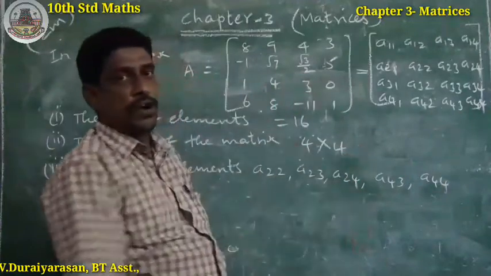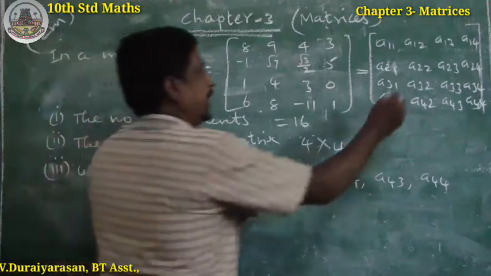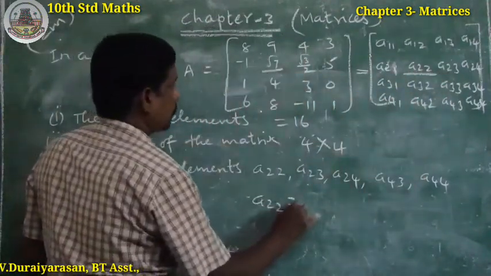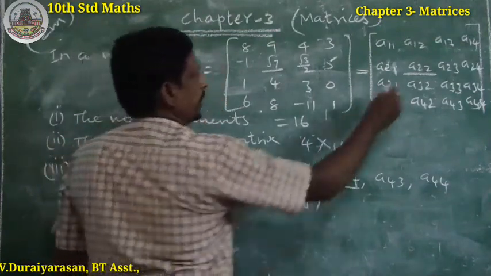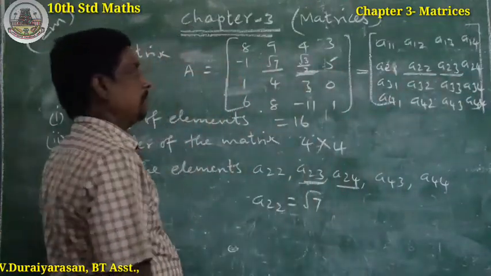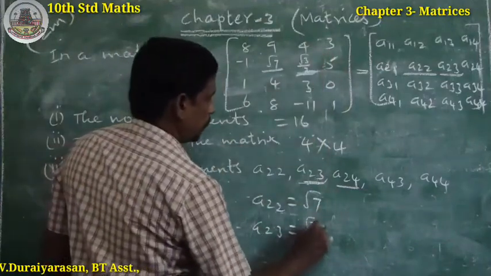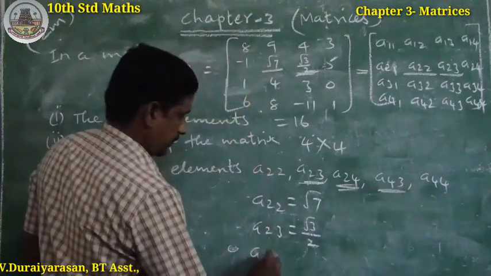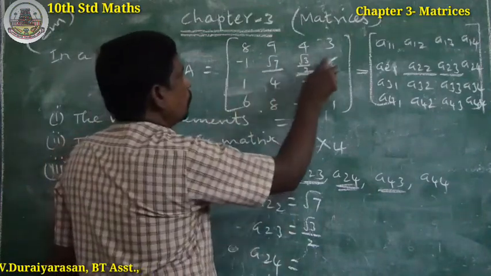So corresponding elements are equal. So A22 equal to what? Root 7. A22 is equal to root 7. Next, A23. Second row, third column. So A23 is equal to root 3 by 2. Next question. A24. Second row, fourth column. Second row, fourth column.